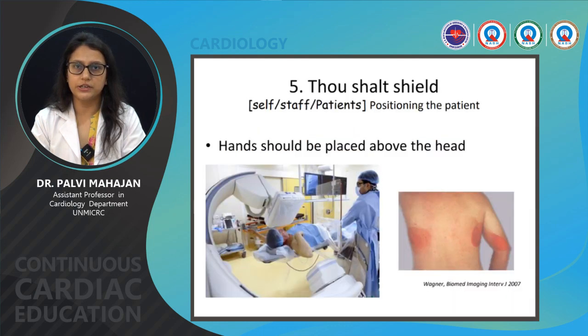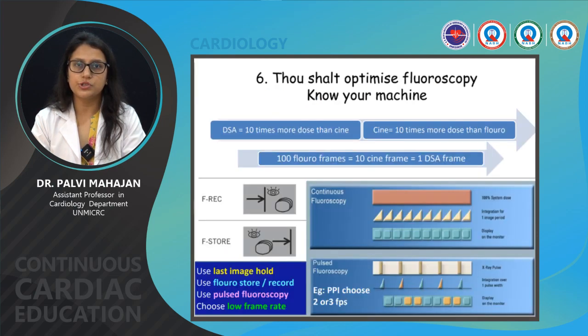Thou shalt shield. Positioning of the patient is very important. Hand should be placed above the head. Thou shalt optimize the fluoroscopy. We should know our machine. So DSA is equivalent to 10 times the cine.